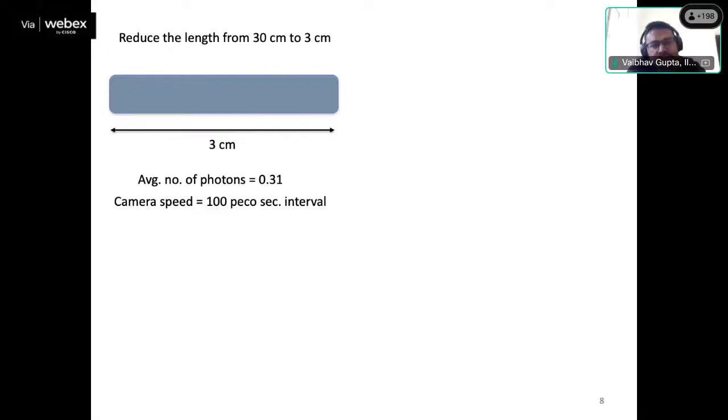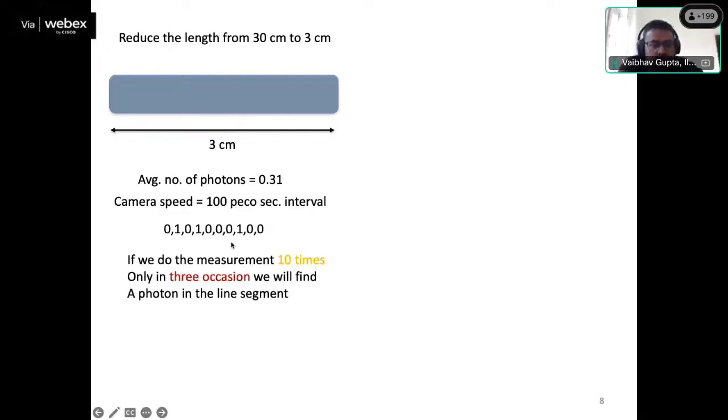So suppose this time I take even more high speed camera, which is 100 picoseconds, and it's taking pictures. So I take 10 pictures again. In the first picture, I don't find any photon, then I find one, then nothing, then I find one again, and then 0, like this. So what is actually happening, that out of 10 measurements, only in 3 occasions I found something. And if I take the average of this, it will come out 0.31.